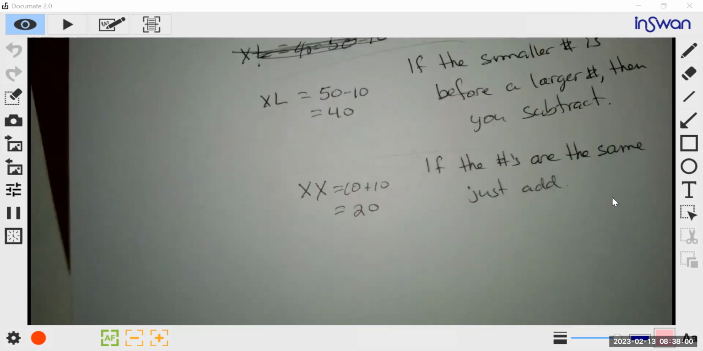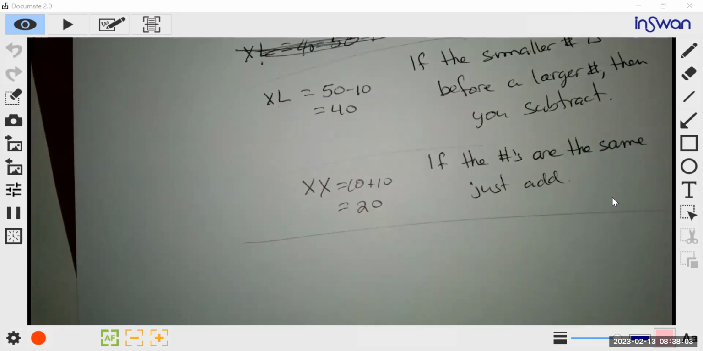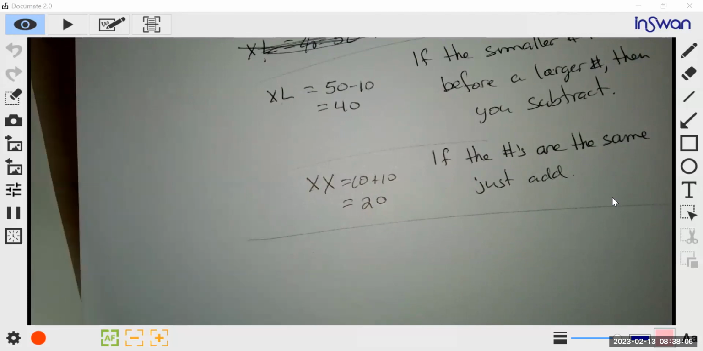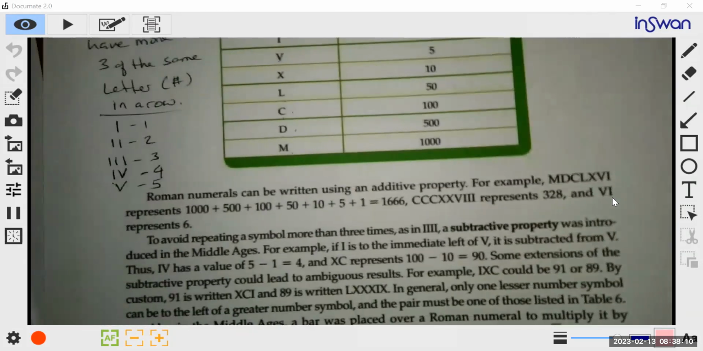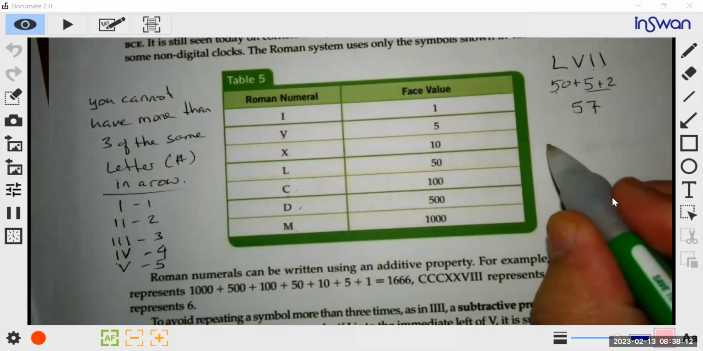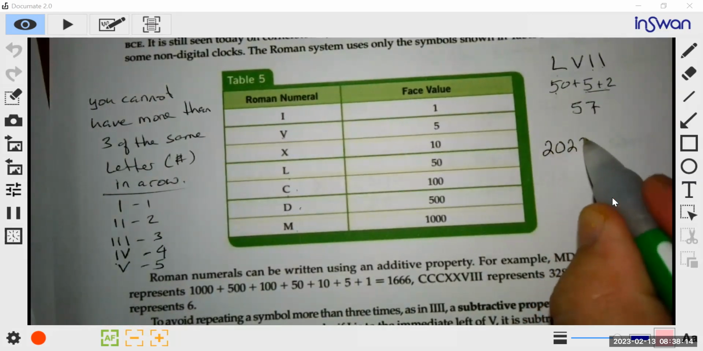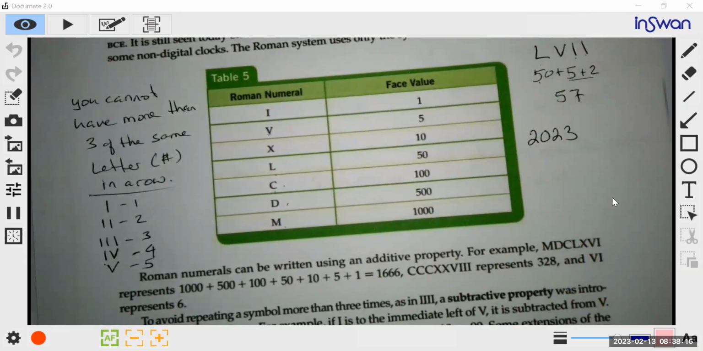Okay, let's test your knowledge now. Using these numbers, let's write our current year in Roman numerals. Because this is what you'll see on movies. If you ever watch the trailers or anything, and you'll see where the copyright is, you'll see all these letters. This is how you read them.